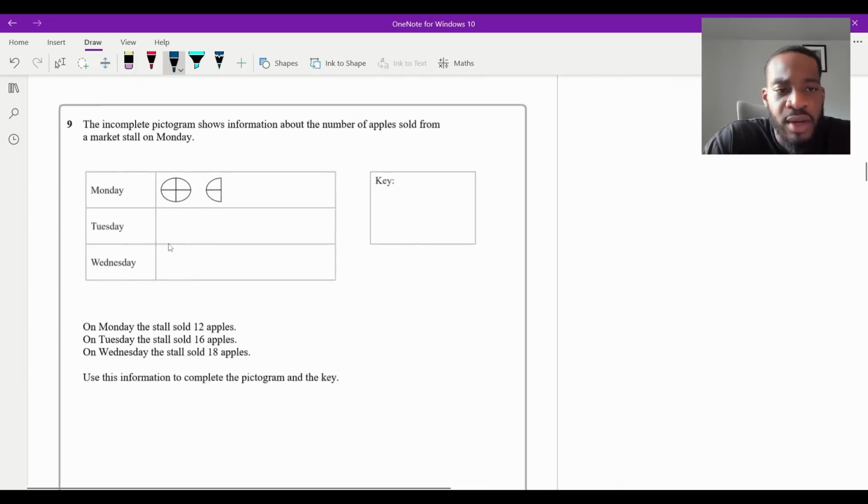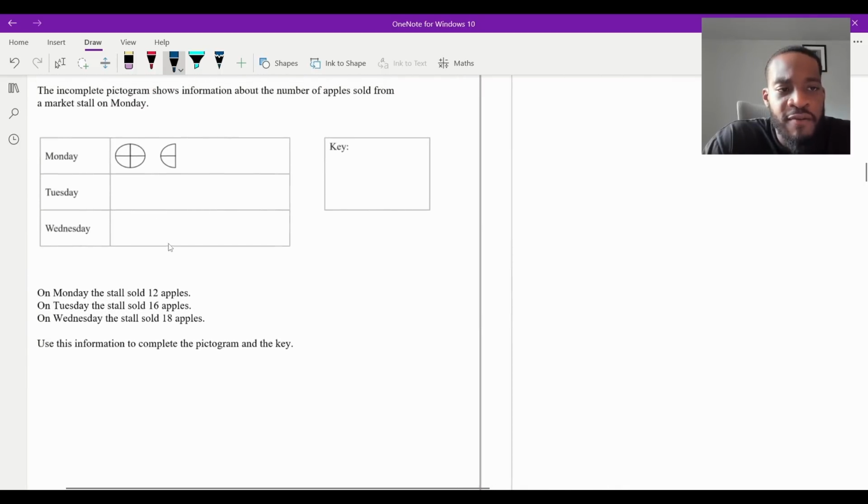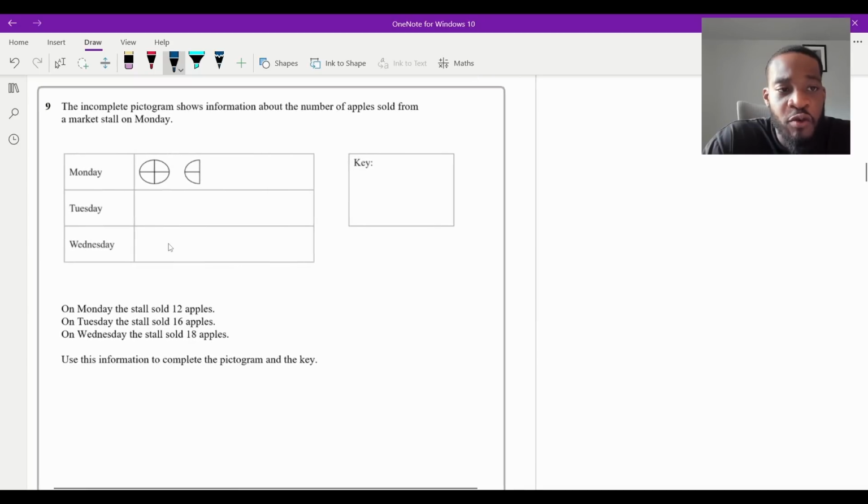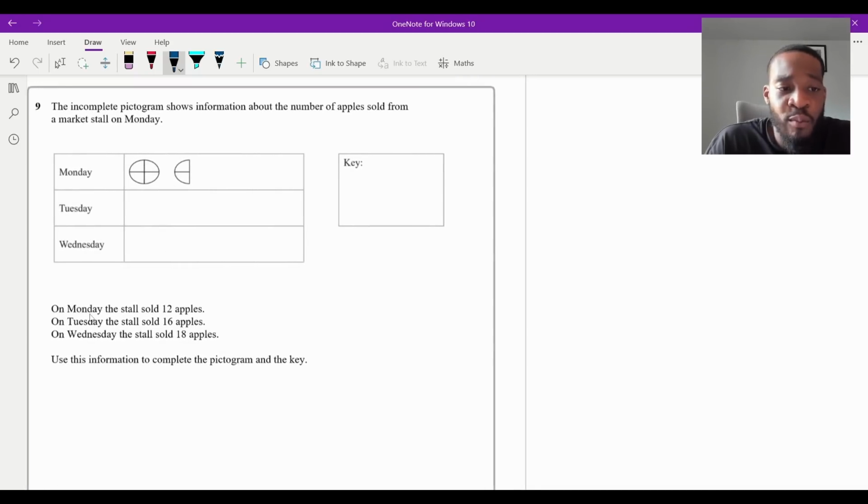So with this one, let me just zoom in a bit more. So what do we know? What information do we have? We've got the information for Monday. We've got the pictogram for Monday, and we've got the amount of apples sold. So what we can do is use that information to figure out the actual key and then work out Tuesday and Wednesday.